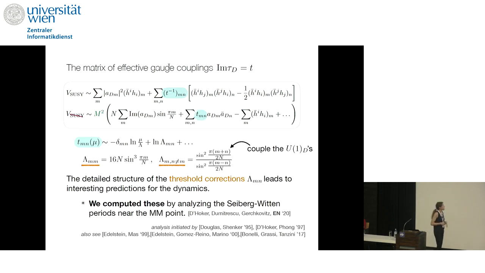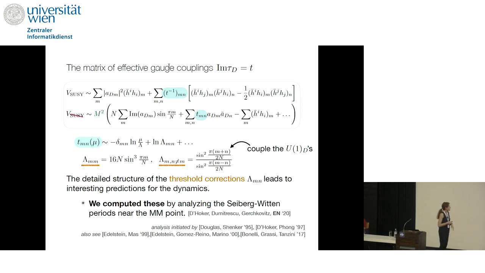So firstly, there is an n-1 by n-1 matrix of effective gauge couplings in the model. I'm denoting it by this T matrix here. And the main feature I would like to point out is that the couplings have threshold corrections from massive BPS states at these points that haven't been included in the light physics. The detailed structure of these threshold corrections is very interesting and leads to interesting predictions for the dynamics. As you can see here, they vary in an interesting way over the matrix and have interesting n scalings. One important point is they, in particular, couple all of the U(1) dual gauge groups in this effective description.